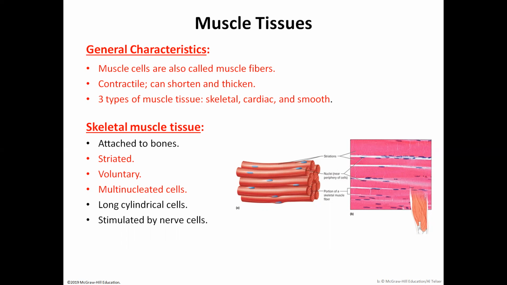One thing that we see about it is that it has these striations, and those striations are like stripes. So it looks like corduroy pants when you go to see it. They have these nice, perfect stripes, or what we refer to as striations. And when we talk about muscle movement, skeletal muscle is going to be voluntary, meaning we control the movement.